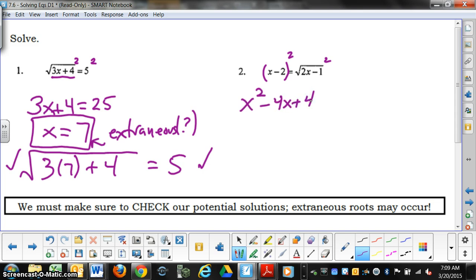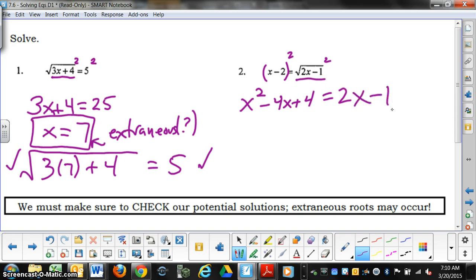And for those of you who are about to ask, where did that minus 4x come from? Multiply it out, x minus 2 times x minus 2, double distribute. You'll see where it comes from really fast. On the right hand side, the square root of something squared is simply the radicand itself. So I get 2x minus 1 on this side.